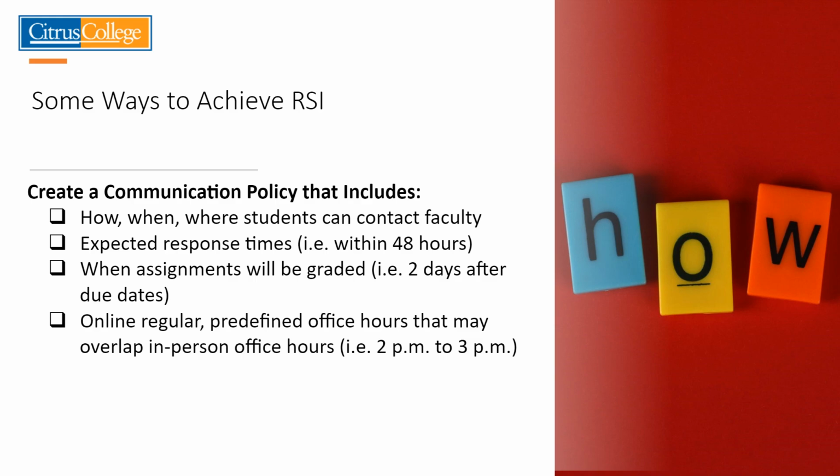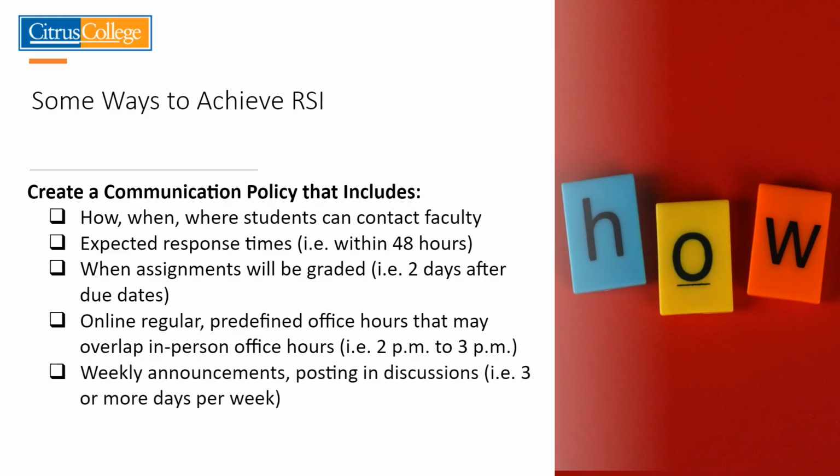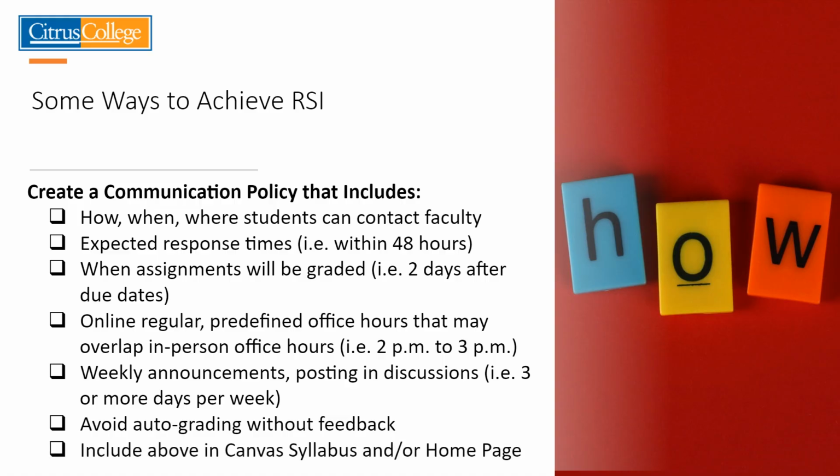The office hours can overlap. For example, your online office hours on Zoom may be 2 p.m. to 3 p.m., while in-person office hours can be held during the same time frame. Other ways to comply with RSI include posting weekly announcements, posting in the discussions 3 or more days per week, and avoiding auto-grading without any feedback. Placing this information in your course syllabus and/or on your home page in Canvas provides clear communication to students and helps you comply and achieve regular and substantive interactions.